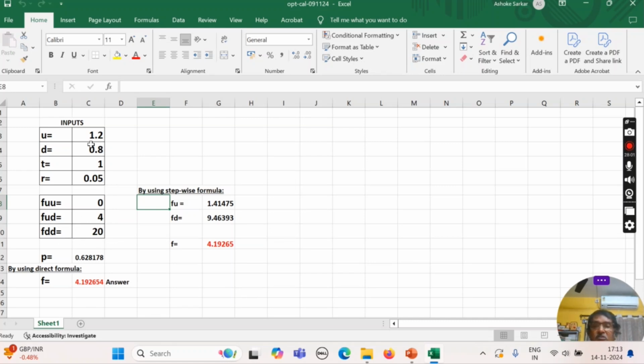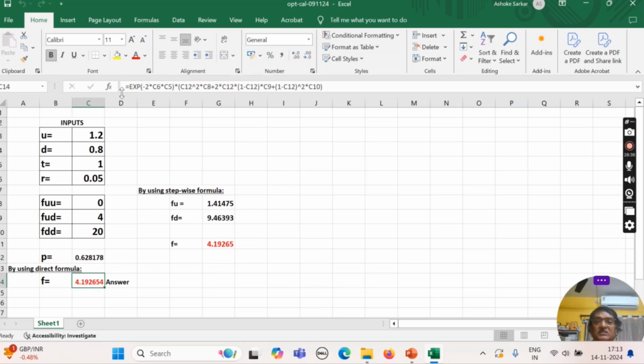All these are the inputs, and this is the probability formula, how to find out the risk neutral probability. Just you put the formula here, exponential C6 into C5. I think you have the basic knowledge of Excel. C6 is this in the probability, C6 into C5. This is the formula I have written, and after that you will get the risk neutral probability.